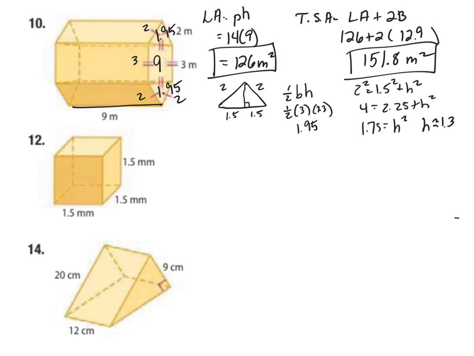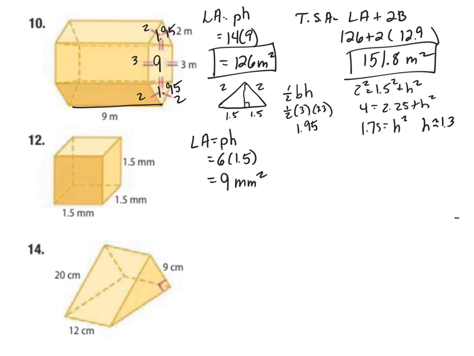Okay, number 12 is a little bit easier, I think. It's very straightforward. The lateral area is the perimeter of the base times the height of this cube. I've got 1.5 all the way around, so I've got a perimeter of 6 and a height of 1.5, so that's going to give me a lateral area of 9 square millimeters.